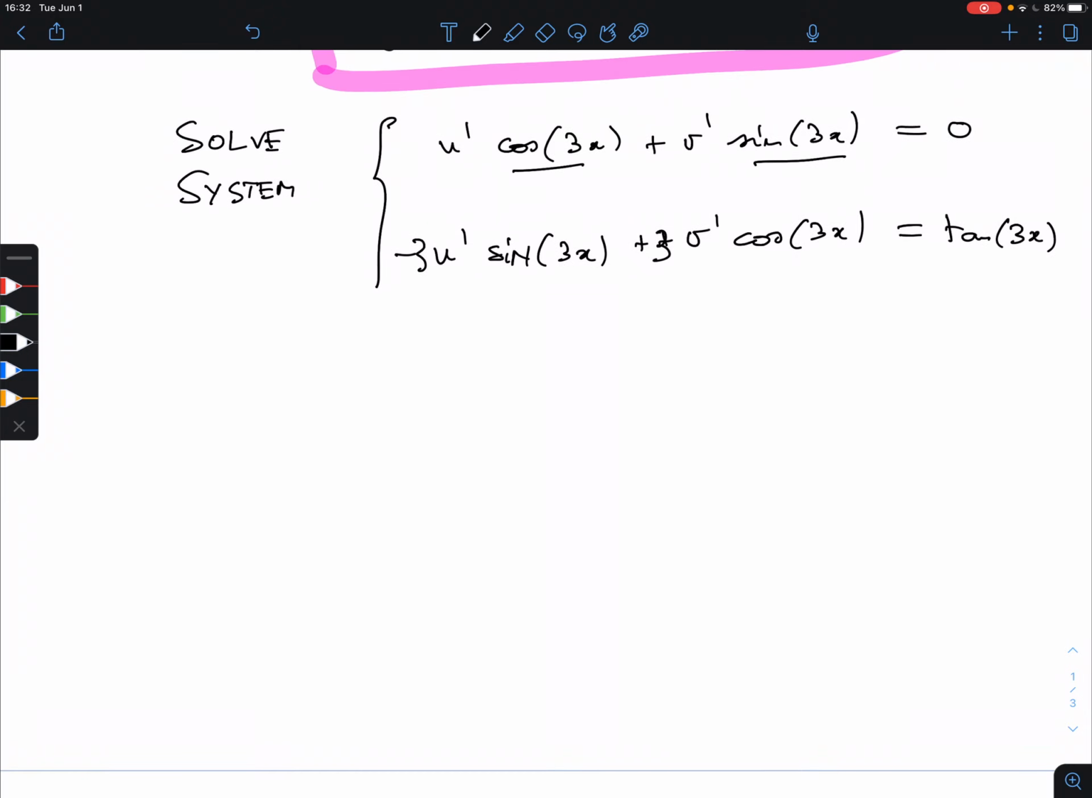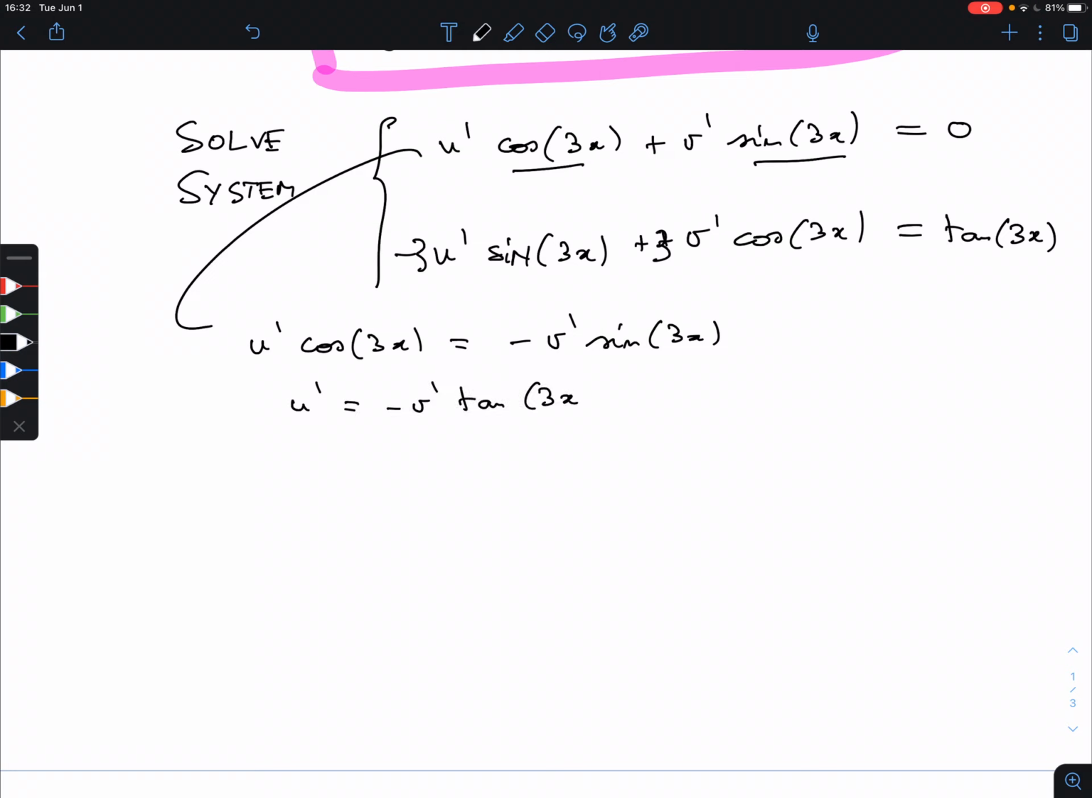Right. And what then? The next thing you have to do is solve for one and plug it into the other. Obviously, we're going to use this one here. Let's do u prime cosine 3x is equal to minus v prime sine 3x. So that means that u prime is equal to minus v prime tangent 3x. It's a bit easier if I write it with a tangent instead of the cotangent. I prefer to work with tangents and secants rather than with cosecants and cotangents. So that's why I solve for u prime.